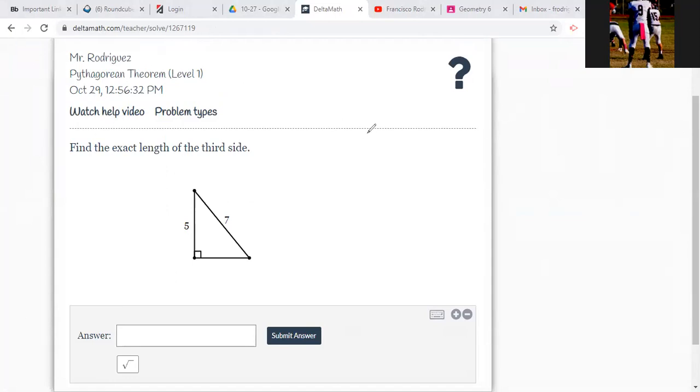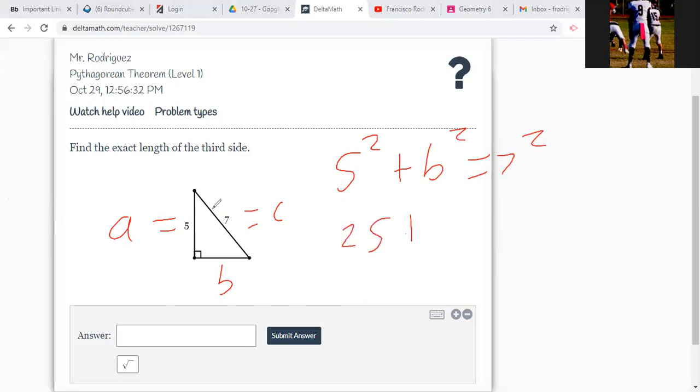All right, the next thing is the Pythagorean theorem problems. It's just a review, just so we're fully aware of how to do these. So for example, right here we have our a value, our b value, and our c value. So it should be 5 squared plus b squared equals 7 squared. In this example, that's 25 plus b squared equals 49, and we're going to solve for b.